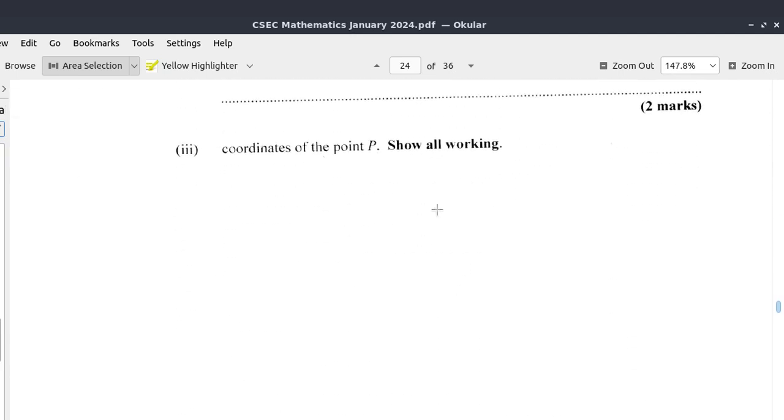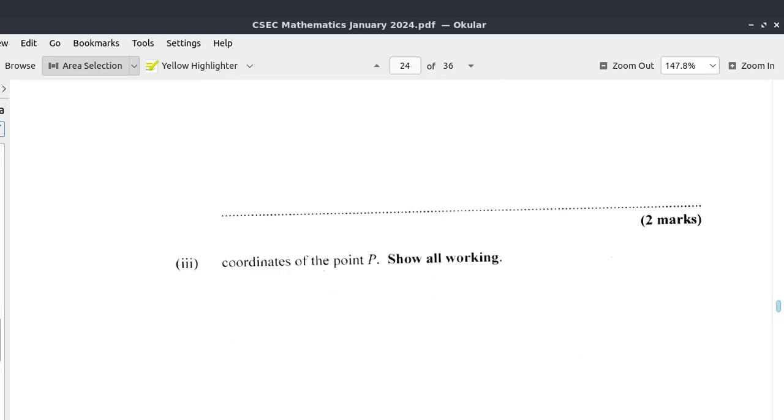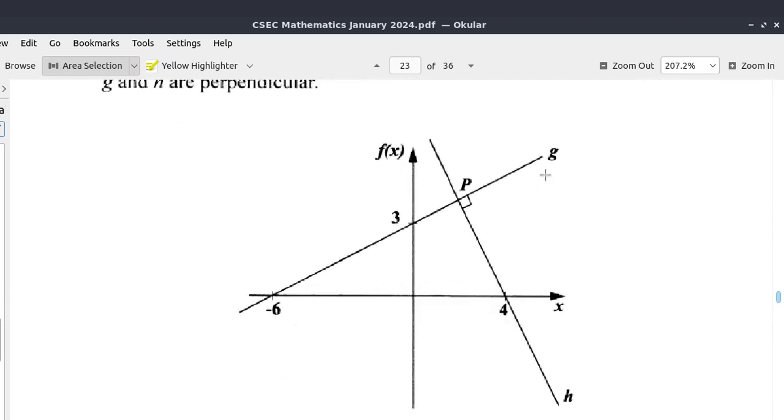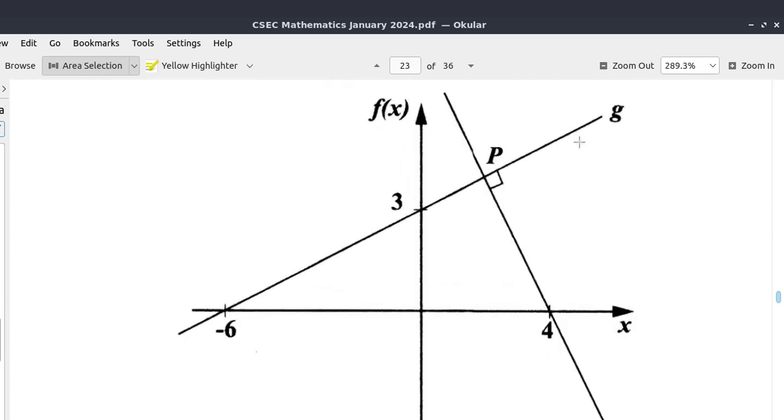The coordinates of P, show all working. We need the coordinates of P. Alright, so let's get back up here. We need to find out where P is. Now, P is where both lines intersect each other, where the x and y values are the same, right at that point.